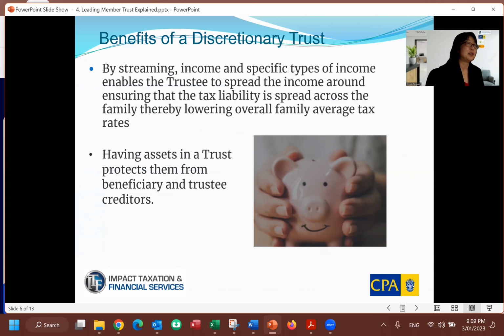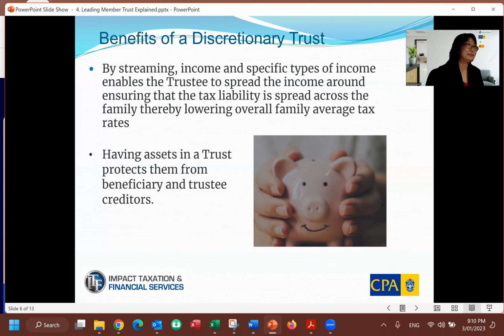Because of that, you can reduce the overall family average tax rate. Why is that? Because for every one of us, every individual taxpayer, we have a tax-free threshold of $18,200. On top of that, we also have a low income earner tax offset if our income is quite low as well. That means low income earners pay minimum tax, and high income earners pay more tax. So by averaging the income, the family can join together and save a lot of tax.